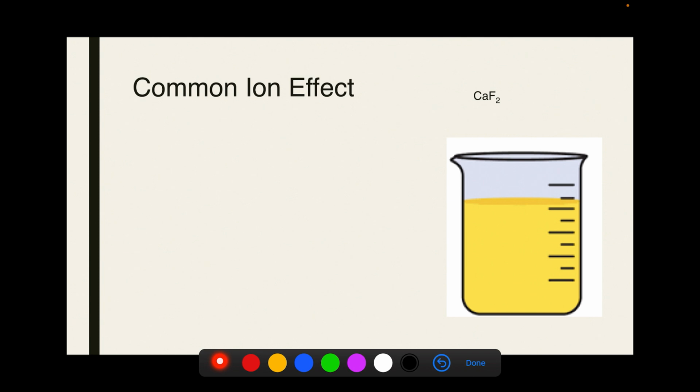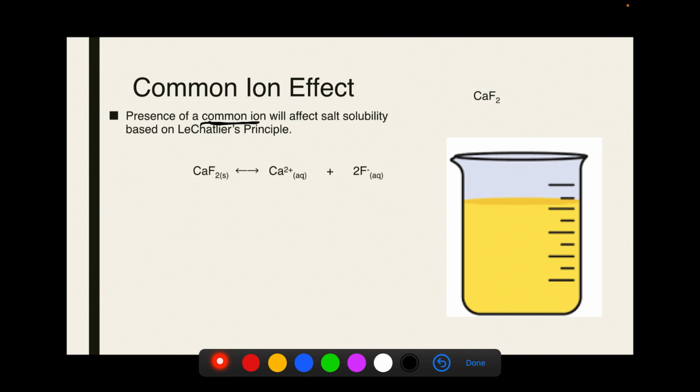Now let's look at the other concept in this video, the common ion effect. The common ion effect tells us that the presence of a common ion will affect the salt solubility, and this is based on Le Chatelier's principle. Let's consider the dissolving of calcium fluoride, which is represented by the dissociation equation shown. When we add calcium fluoride to water, it dissociates into Ca2+ ions and F- ions in a 2-to-1 ratio since there's 2 fluorides for every 1 calcium.